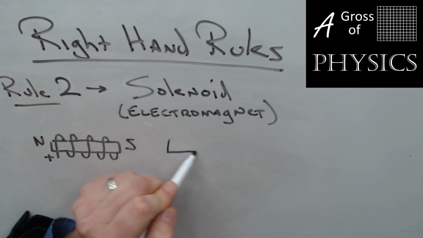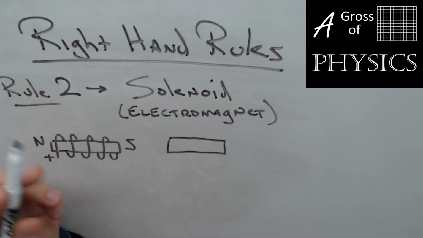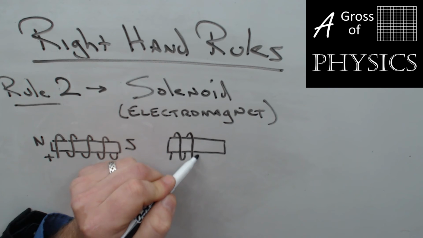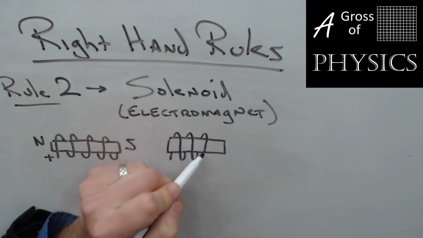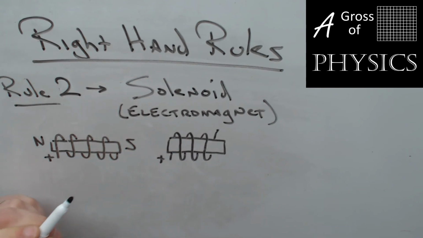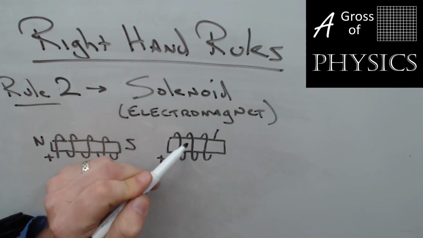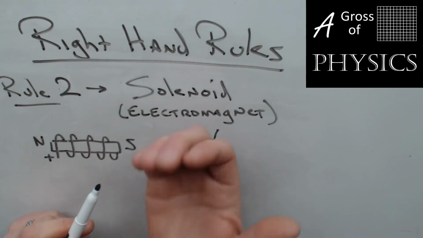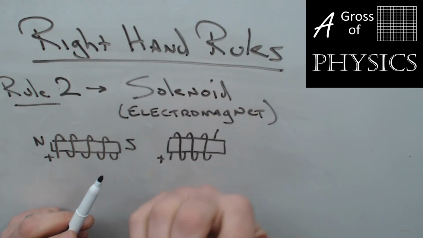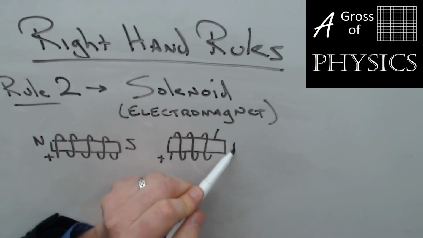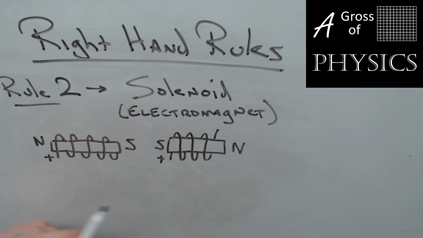Now I could have the same situation, but I can wrap it underneath first. And now if I have the protons flowing this way, under and over, under and over, it's hard to represent the 3 dimensions even with the drawing here, but I'm going to wrap my hand underneath. My fingers go in the direction of the protons, and my thumb is representing the direction of the North Pole. So in this case, I'd have a north and I have a south.